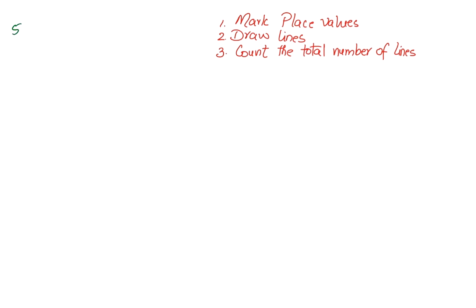Now let's look at the fifth example. The fifth example is find 43 plus 32. We will first mark place values. So this is units, tens, units, and tens. Again, these are two-digit numbers. Now we will write it vertically, tens and then units. 43, 32.